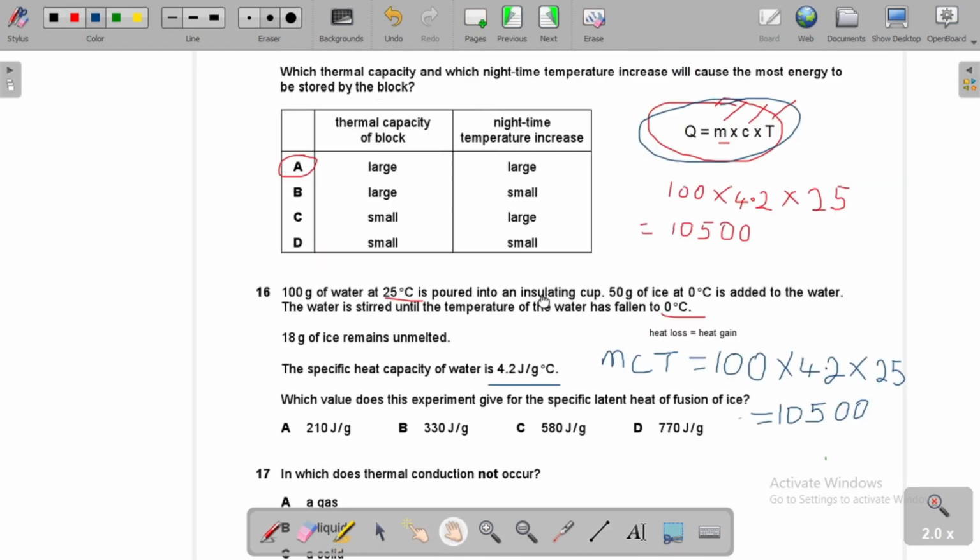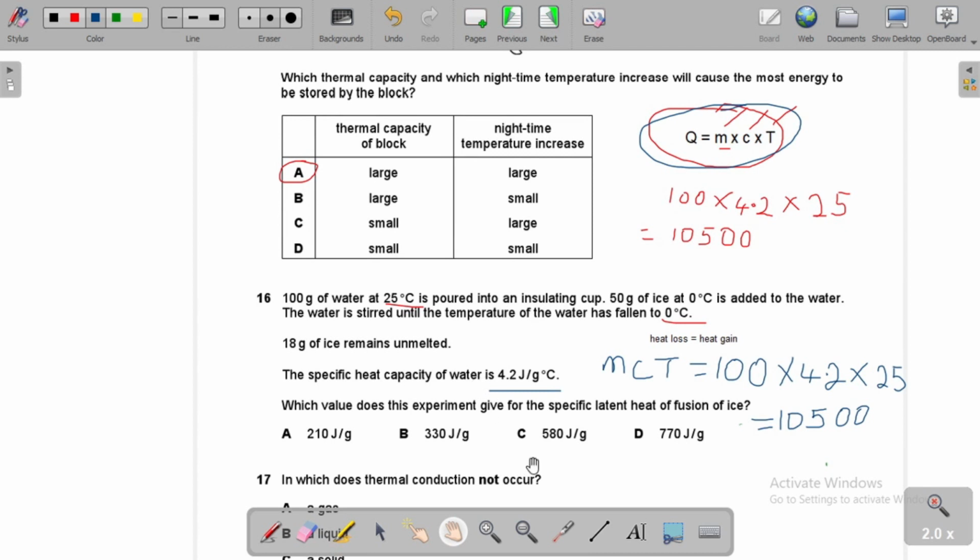The next question. Okay, number 16. 100 grams of water at 25 degrees Celsius is poured into an insulating cup. 50 grams of ice at 0 degrees Celsius is added to the water. The water is stirred until the temperature of the water has fallen to 0 degrees Celsius. 18 grams of ice remains unmelted. The specific heat capacity of water is 4.2 joule per gram per degree Celsius. Which value does this experiment give for the specific latent heat of fusion of ice?